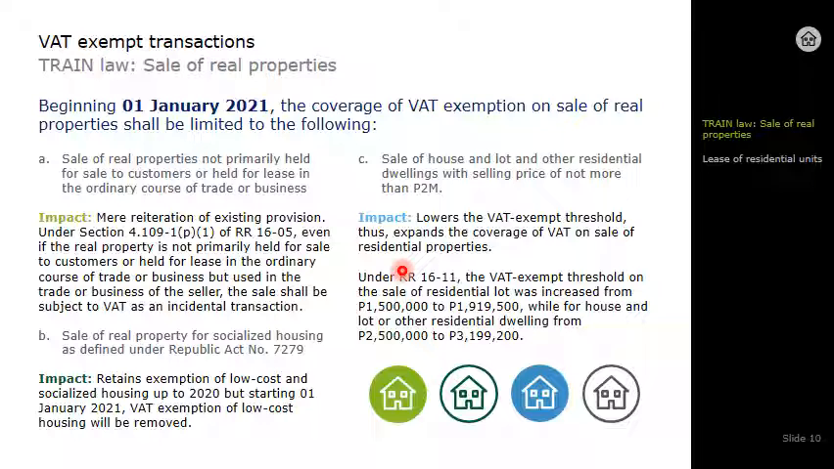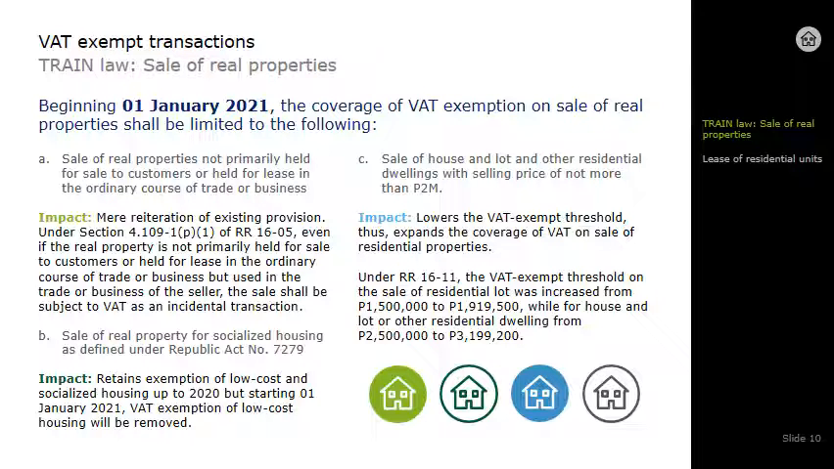Okay, to reiterate what I have mentioned earlier, kapag real property not for sale in the ordinary course of trade or business, or not held for lease in the ordinary course of trade or business, that is exempt, no? Because these are yung what I referred to earlier as a capital asset. And then ito naman yung low cost or socialized housing, di ba?